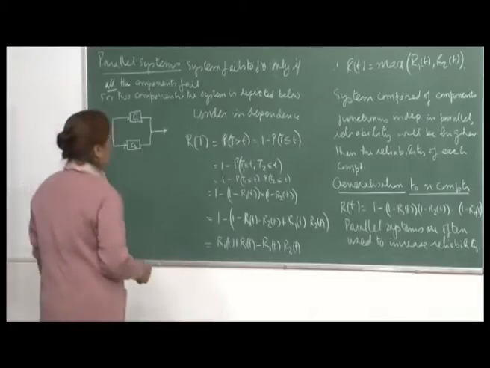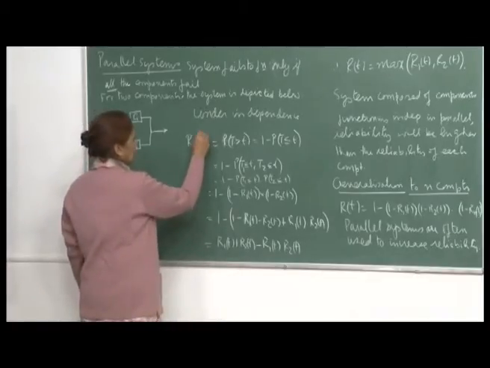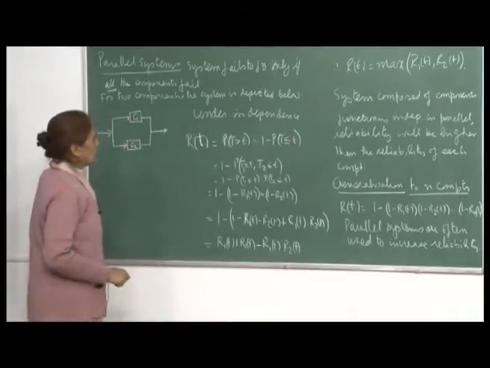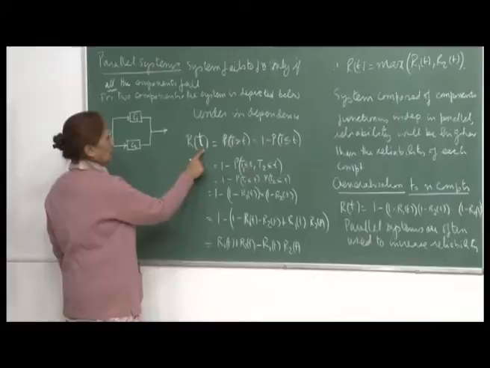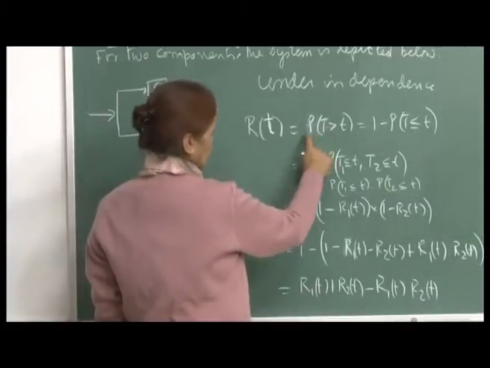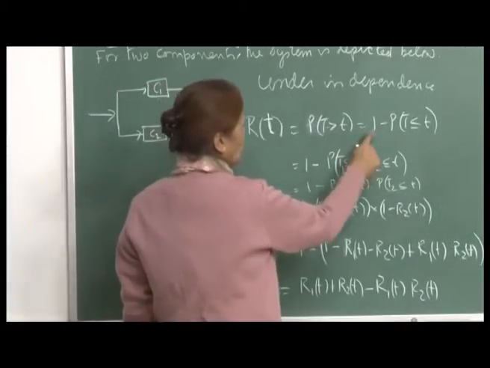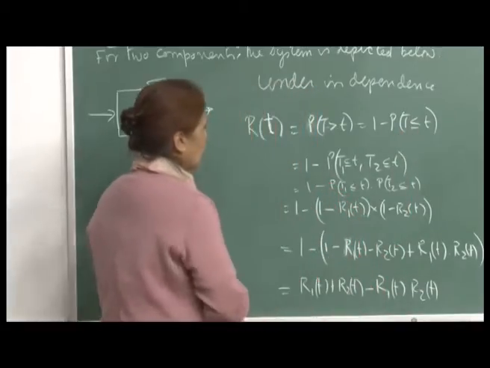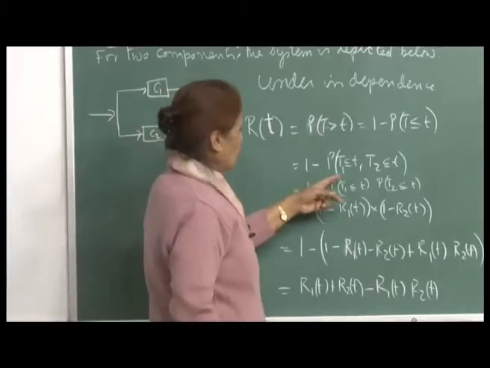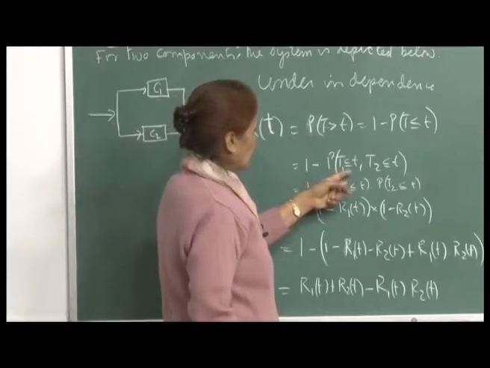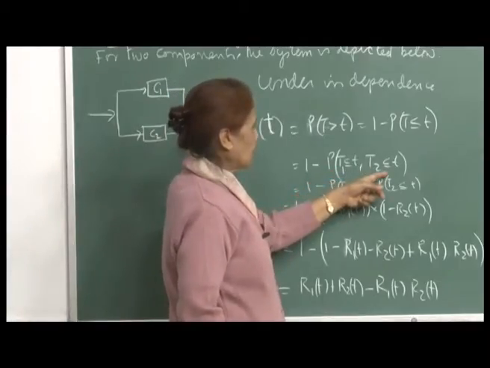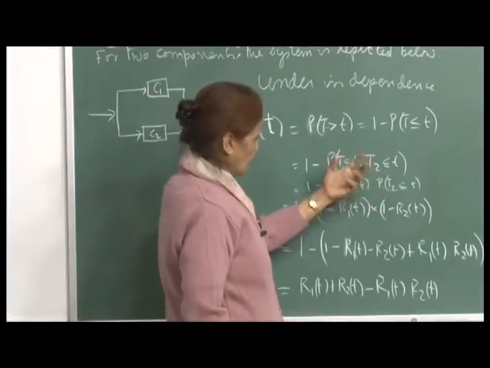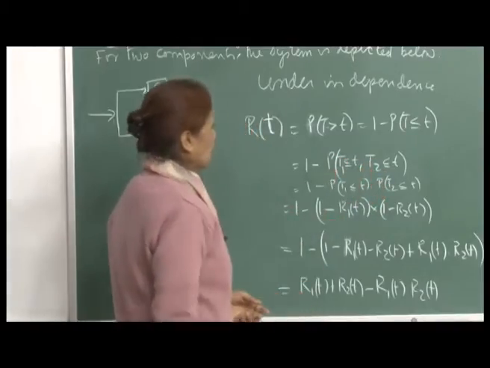So, if you want to compute the reliability for the system, I do not know why I keep writing capital T here. This is probability T greater than t, which is 1 minus probability T less than or equal to t. So, that is 1 minus probability T1 less than or equal to t and T2 less than or equal to t. Both of them should not be functioning by time t.